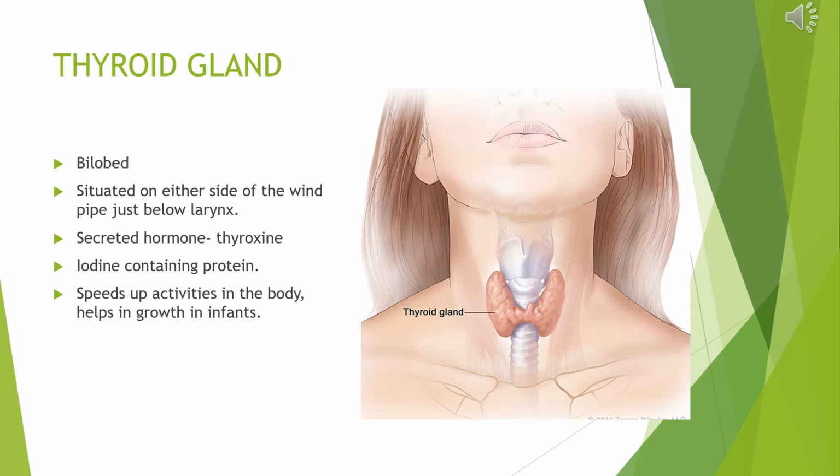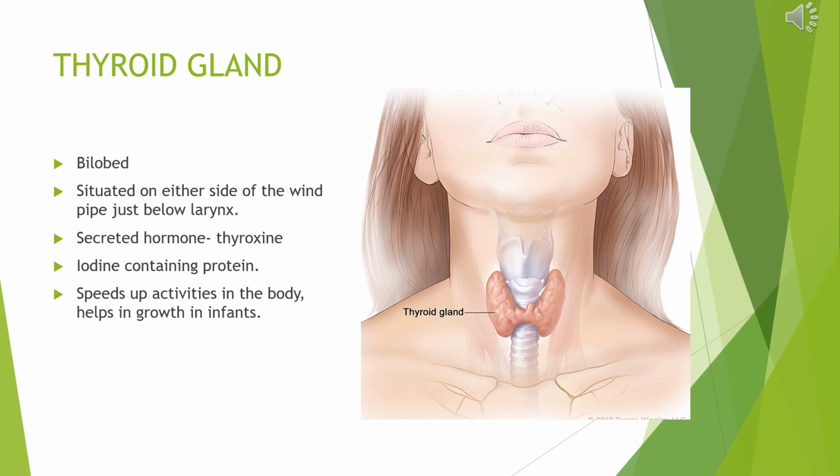The secreted hormone from the thyroid gland is thyroxine. The thyroxine needs iodine for production. So iodine is a very important component for keeping the thyroid gland healthy. That is why we take iodized salt as part of our diet, for entering iodine sufficiently inside our body, so that the thyroid gland and the thyroxine can perform smoothly.